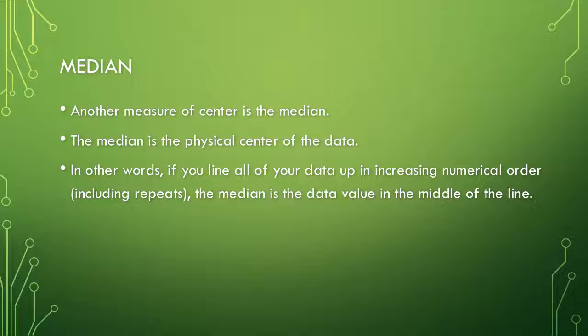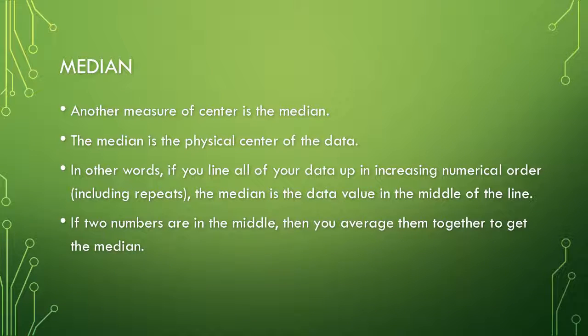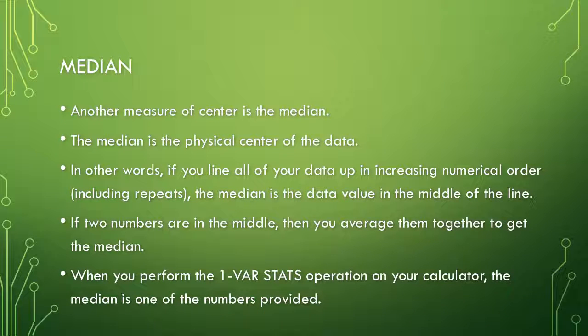If you have an odd number of data, then you're going to have a single value in the middle. If you have an even amount of data, then you're going to have 2 numbers in the middle. In that case, if they're different, you average them together, and that will be your median. Just a note: when you do the one variable statistics operation on your calculator, the median is one of the numbers provided. You probably have to hit the down key to get to it, but it is there.